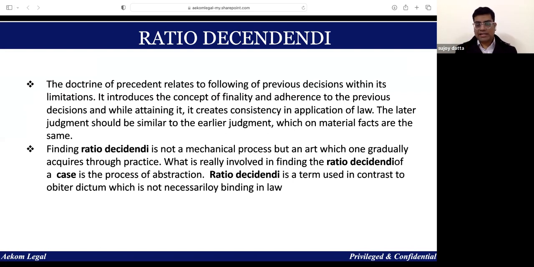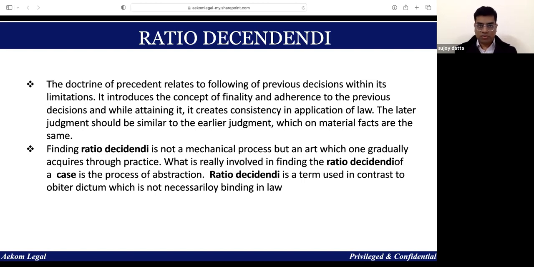On the screen, I've extracted the finding from a landmark judgment on the interpretation of ratio decidendi. I'll invite your attention to the second paragraph especially. Finding ratio decidendi is not a mechanical process, but an art which one gradually acquires through practice. What is really involved in finding the ratio decidendi of a case is the process of abstraction. Ratio decidendi is a term used in contrast to obiter dictum, which is not necessarily binding in law.